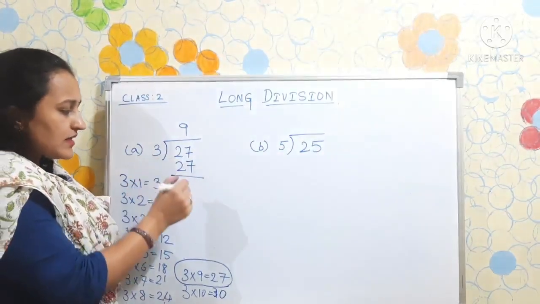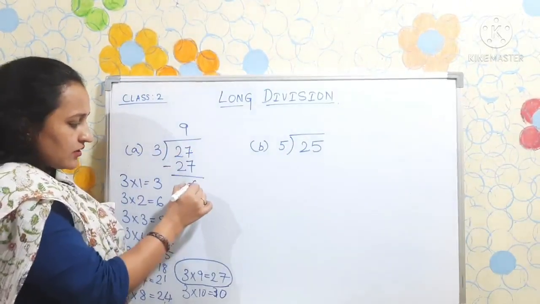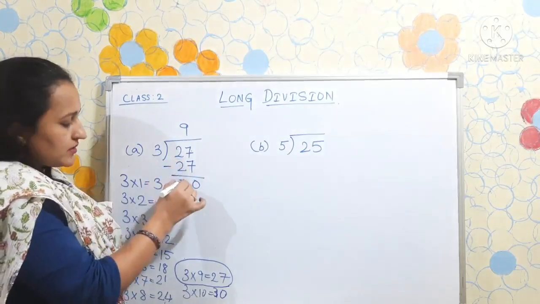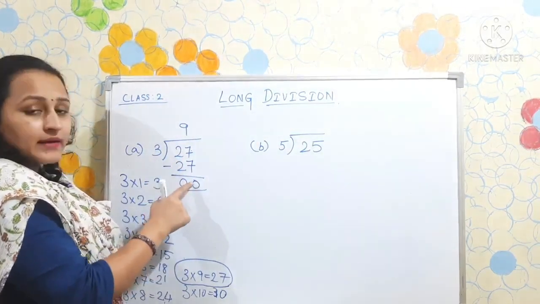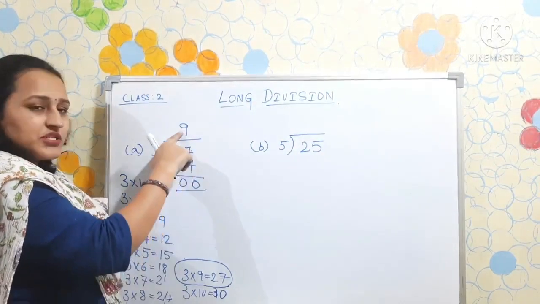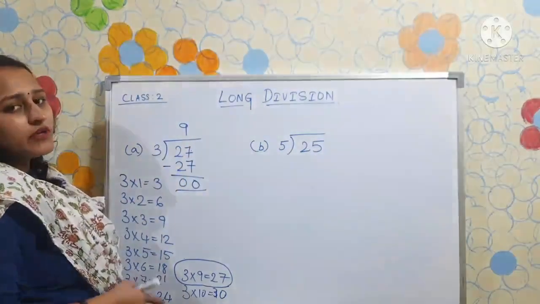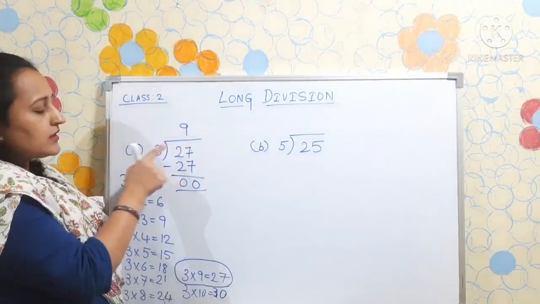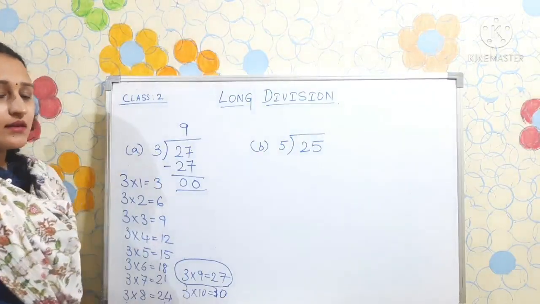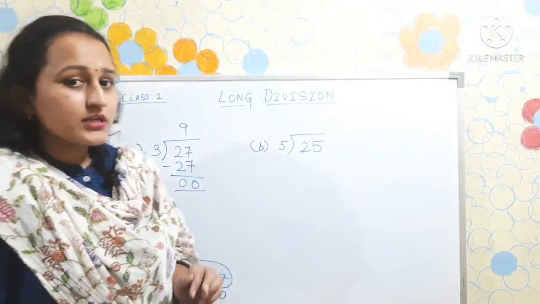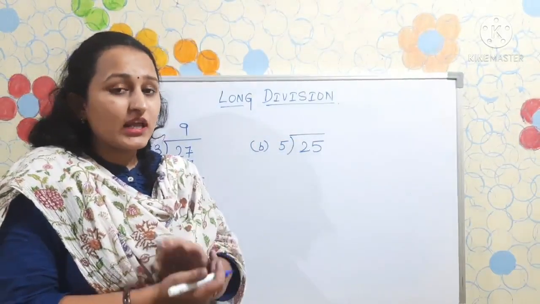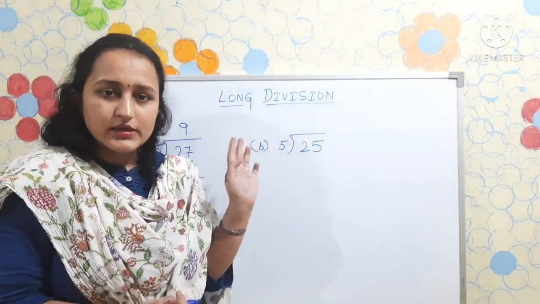Now, subtract 7 from 7, 0. 2 minus 2, 0. So, the remainder is 0. Quotient is 9. Dividend, you already know, 27. 3 is the divisor. It is very much important to learn multiplication tables before you start long divisions.